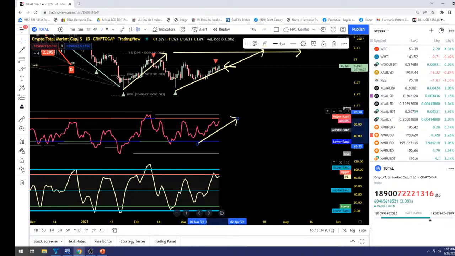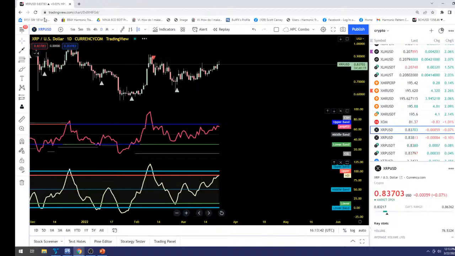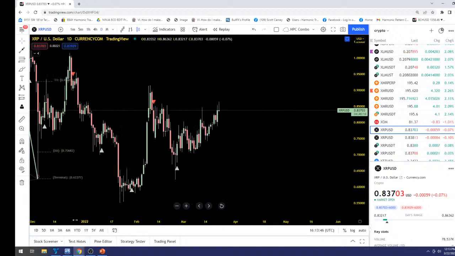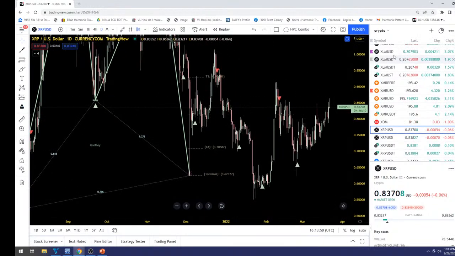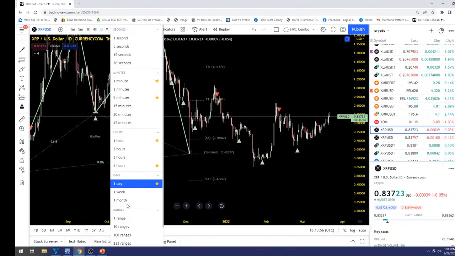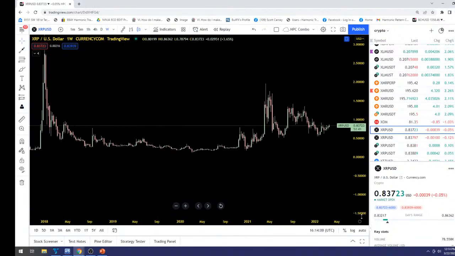Really quick, let's go into the alts. But before I go into the speculative alts, I want to go into XRP. And I just feel like this is saying something to me. The massive weekly patterns that we've seen. The action that is slowly building here is impressive.